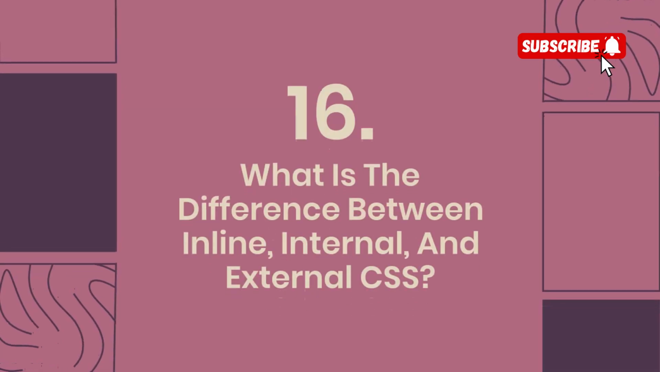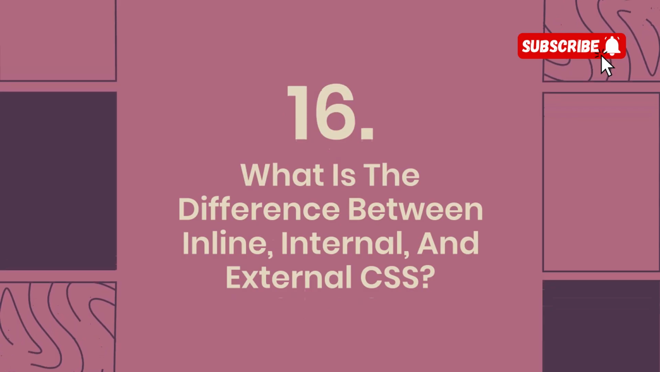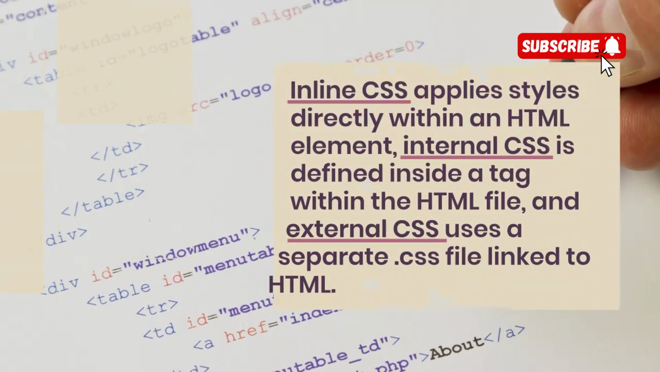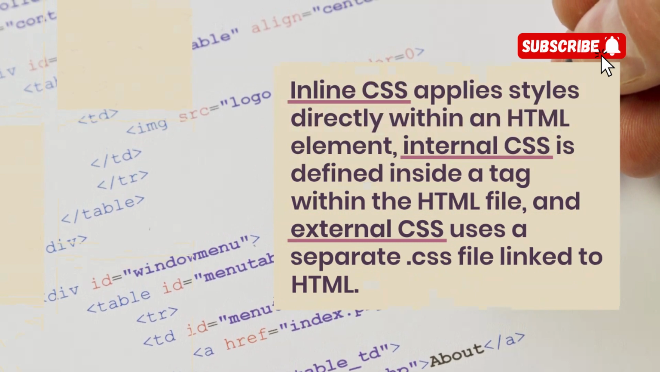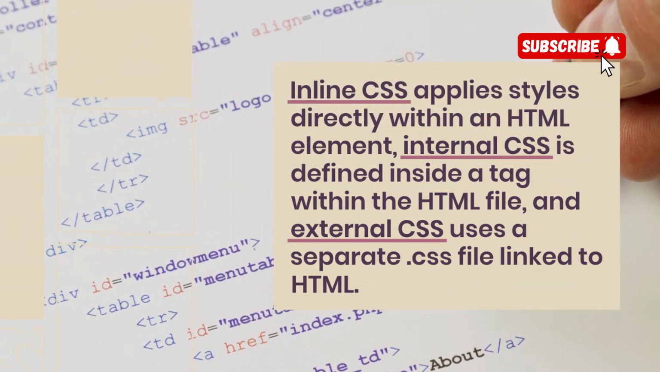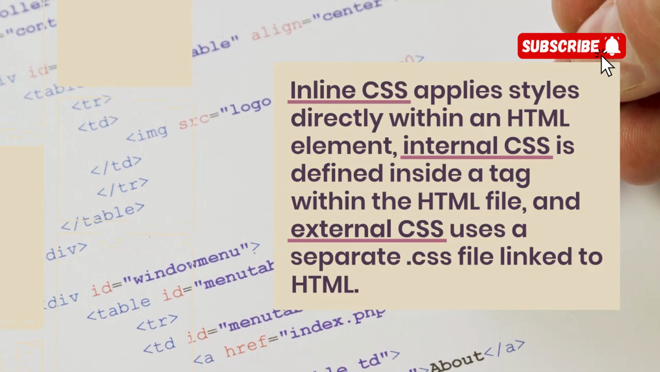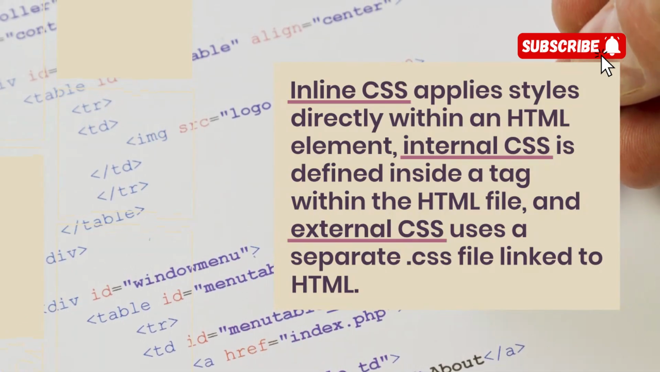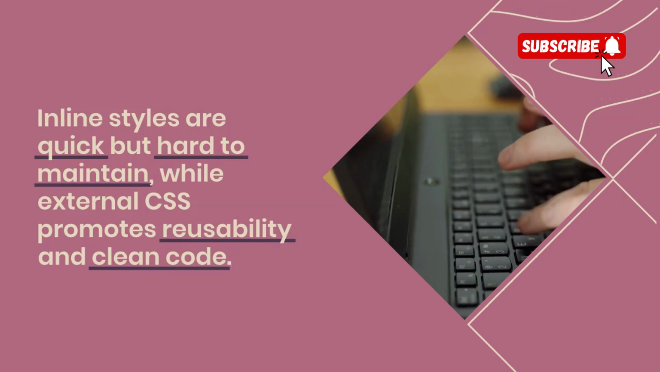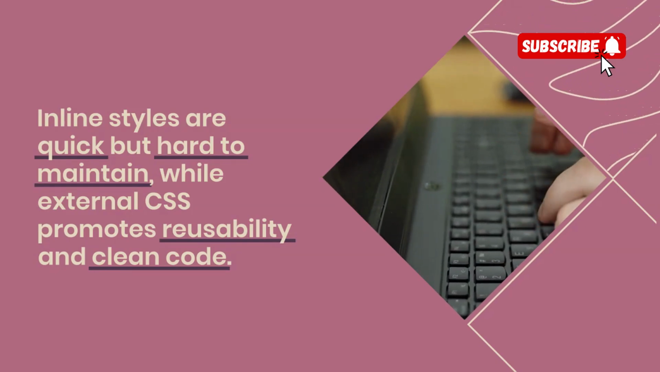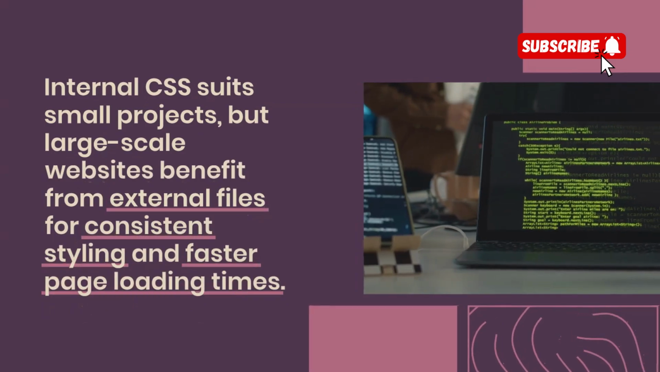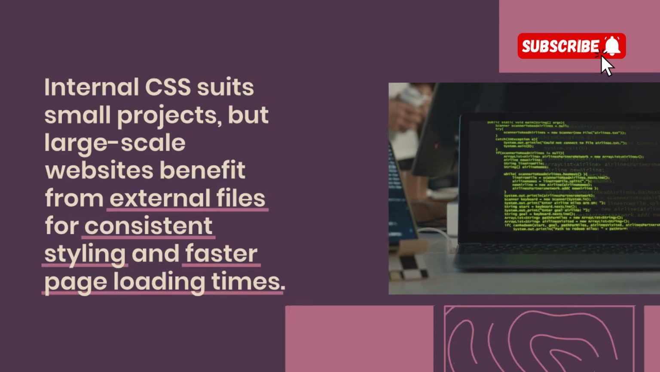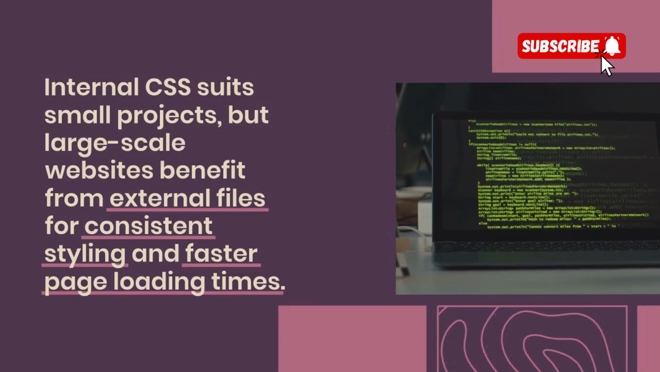16. What is the difference between inline, internal, and external CSS? Inline CSS applies styles directly within an HTML element. Internal CSS is defined inside a style tag within the HTML file, and external CSS uses a separate CSS file linked to HTML. Inline styles are quick but hard to maintain, while external CSS promotes reusability and clean code. Internal CSS suits small projects, but large-scale websites benefit from external files for consistent styling and faster page loading times.